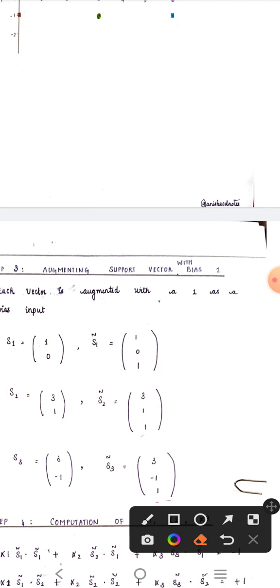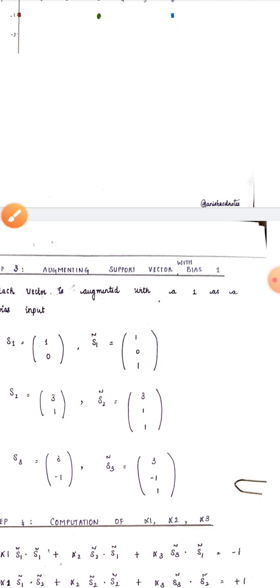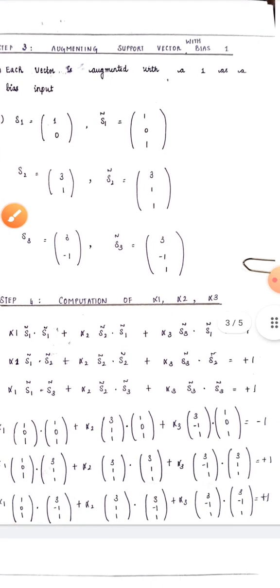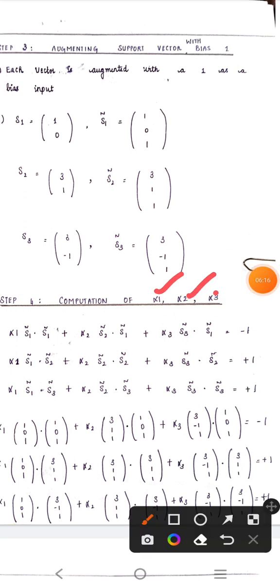So based on these augmented support vectors, we will proceed with the next step, which is computation of alpha 1, alpha 2, alpha 3. We have to compute these coefficients because we have to compute the weight vectors, and weight vectors are used to calculate the hyperplane. In the formula of the weight vector we have the alpha values to be computed, so first we have to compute the alpha values. Since we have 3 support vectors, we are computing 3 alpha values: alpha 1, alpha 2, alpha 3.